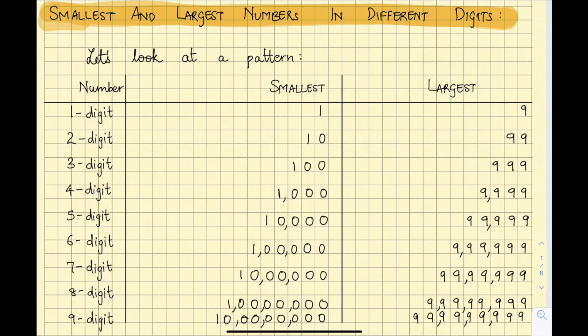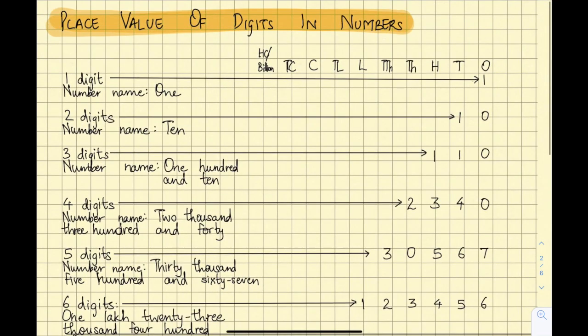Now we move forward. Now we are going to learn about the place value of digits in numbers. So let's have a look at this. This is also very simple. Everywhere you just have to use logic.